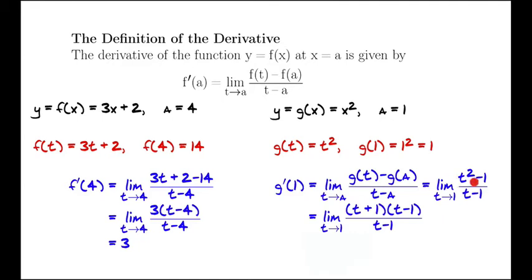So we take this limit. To take the limit, we factor the numerator. T squared minus 1 factors into t plus 1 times t minus 1. The t minus 1's will cancel in numerator and denominator. We're left with the limit as t goes to 1 of t plus 1. The answer is 2. So in this case, the derivative of g at the point 1 is equal to 2. G prime of 1 is equal to 2. That's the basic definition of the derivative at a point.